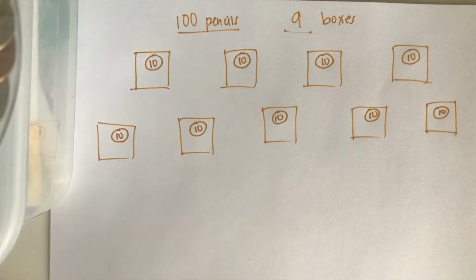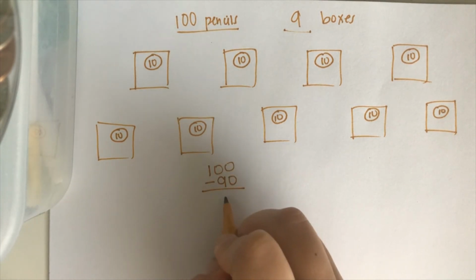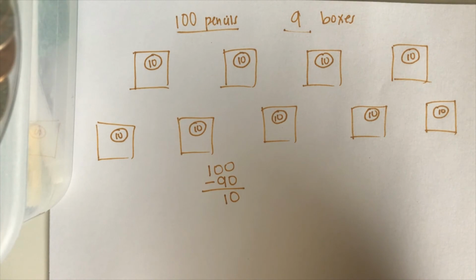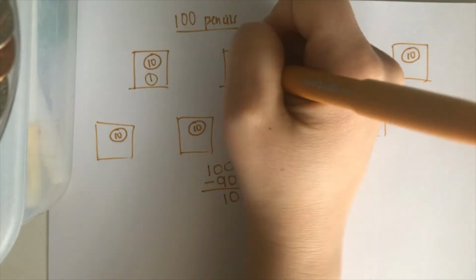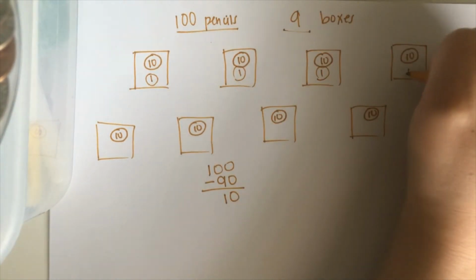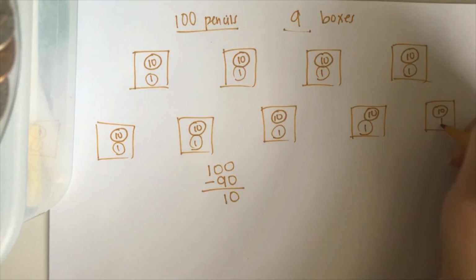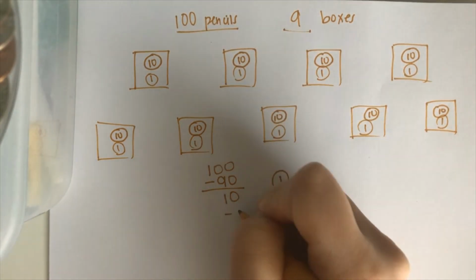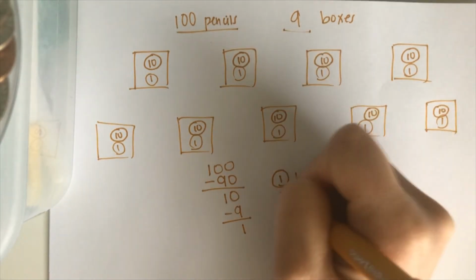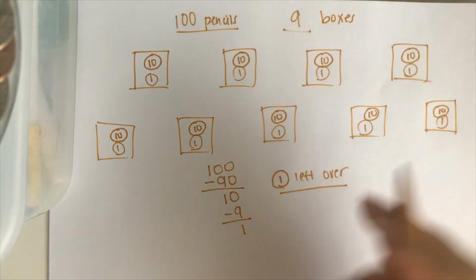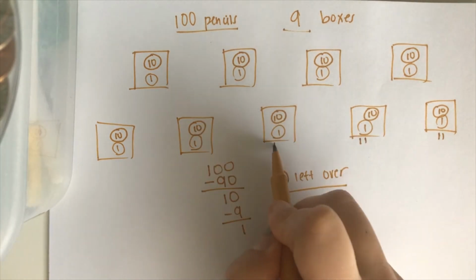And then now I'm thinking, okay, so I had 100. Now I took away a 90. Now I only have 10 pencils left. If I have 10 pencils left and 9 boxes, I could put one in each box now. But then I would have 1 pencil left over. I only have 9 boxes. So you need to make sure that you're telling us that you have 1 left over. So right here in each box you would have 11 pencils in each box.